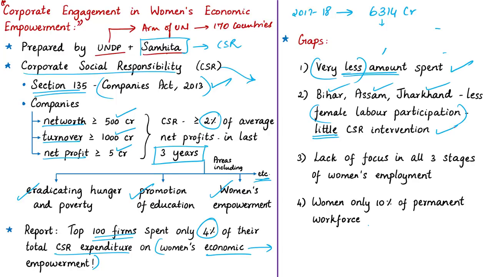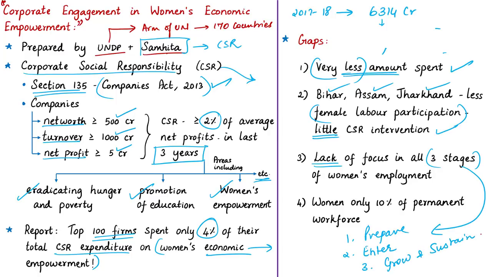Then another gap which is mentioned in this report is the lack of focus throughout the entire life cycle of women's employment. This cycle has three stages. One is preparing or skilling women, then entering them into the labor market, then finally helping them to grow and supporting them to sustain in the field. Now, according to the report, most of the companies focused on this prepare and enter stage only. They provided career counseling and vocational training, etc. But in order to grow and sustain, women require digital and financial literacy.